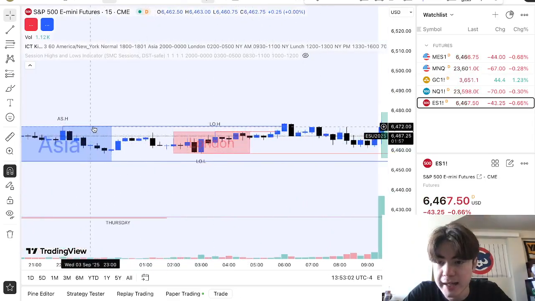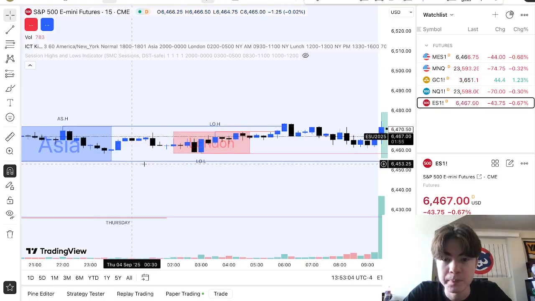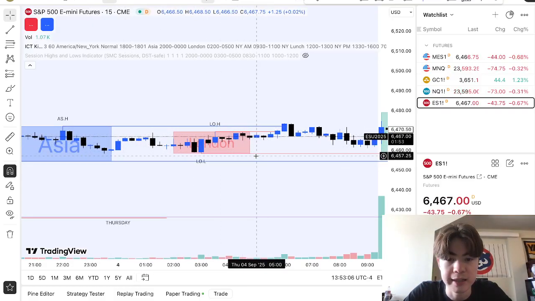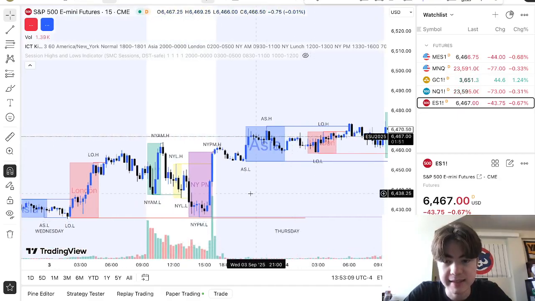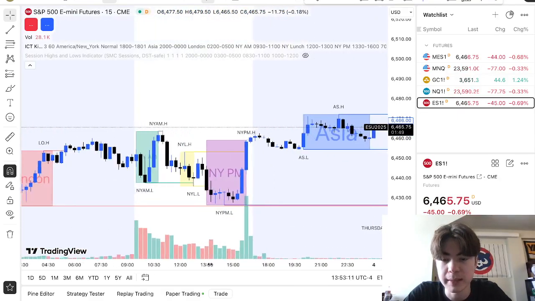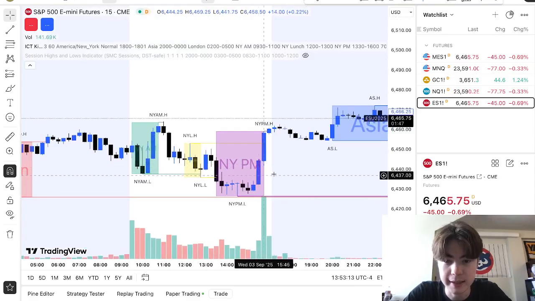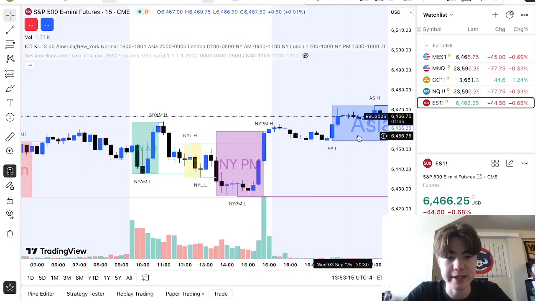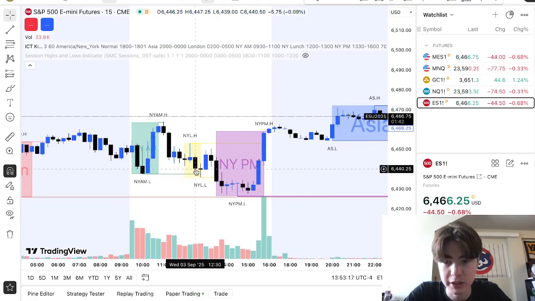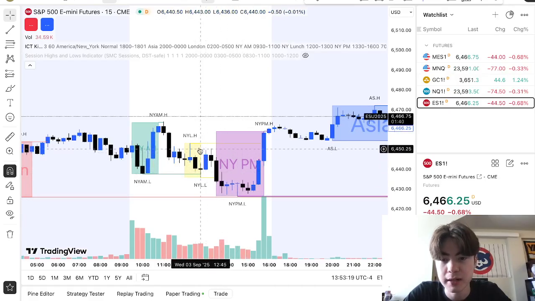So you can see Asia high is right here, Asia low is right here, London high is right here, London low is right here. It does the same thing for New York lunch and New York PM session. Now these are not as strong session draws as Asia and London, but New York lunch session and New York PM session are marked out with this indicator.